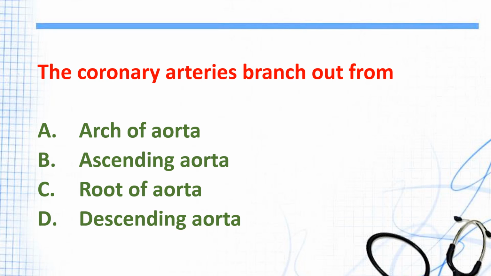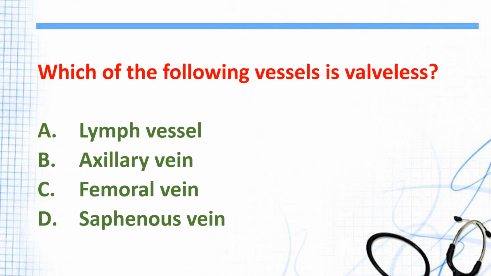The coronary arteries branch out from A. Arch of aorta, B. Ascending aorta, C. Root of aorta, D. Descending aorta. And the answer is C. Root of aorta. Which of the following vessels is pulseless?